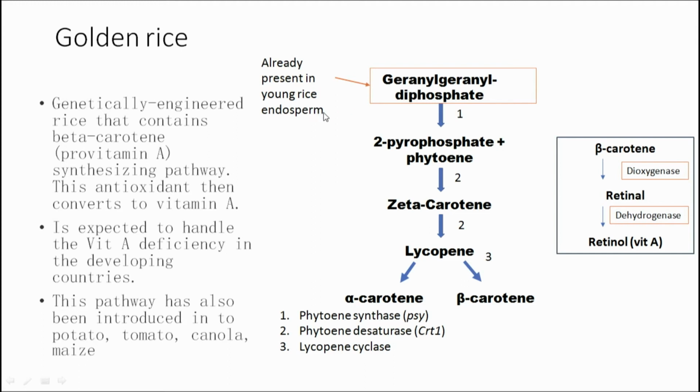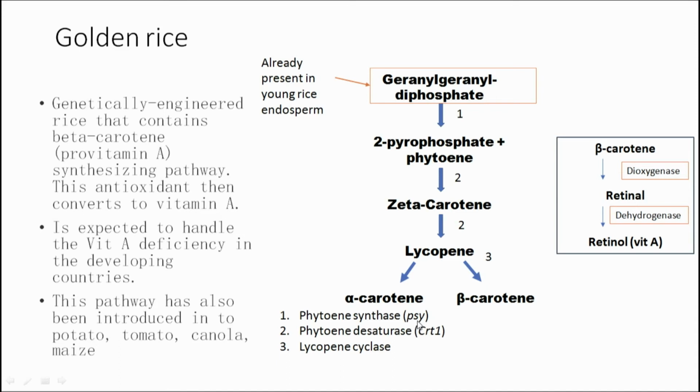So, what does it really lack in good quantity are some of the enzymes which can convert this geranyl diphosphate into beta carotene. Okay. What are these enzymes? The first enzyme, which is written here as number 1, is the enzyme phytoene synthase, and it is going to be abbreviated as PSY. Since it is a gene, it is written in italics.